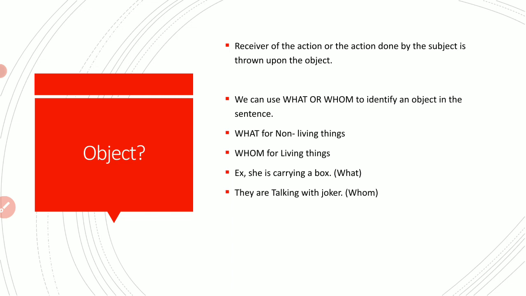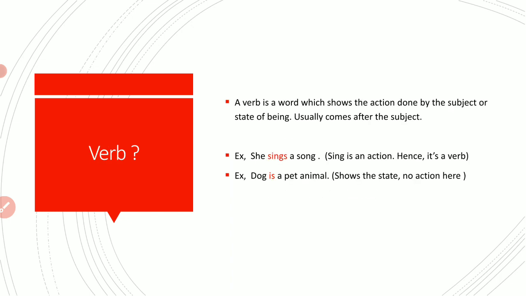In the next sentence, they are talking with Joker. They is the subject over here. Are is the linking verb. Talking is an action verb. Then at last we have a noun, that is Joker. So Joker is a living thing. You can say Joker, anybody who performs jokes at the theater or anywhere to amuse people. So we can say that it is a living thing. So for living things we use whom. So we can say they are talking with whom. You will get an instant reply from the sentence, that is Joker. That means there is an object in the form of Joker.